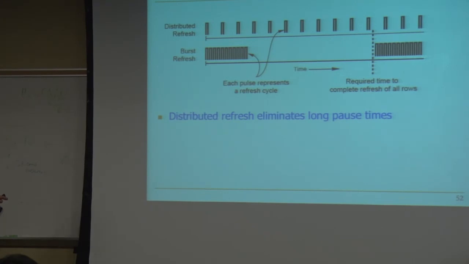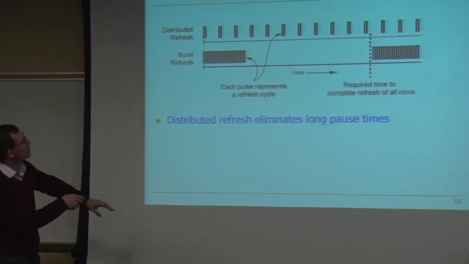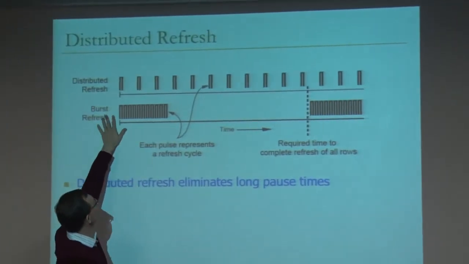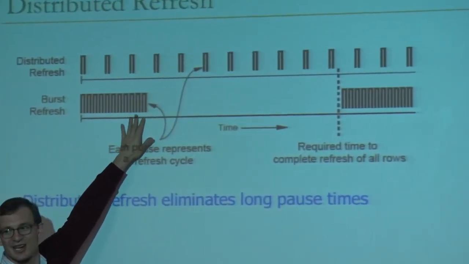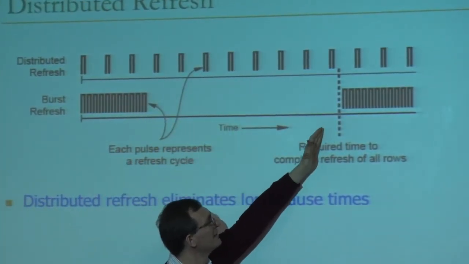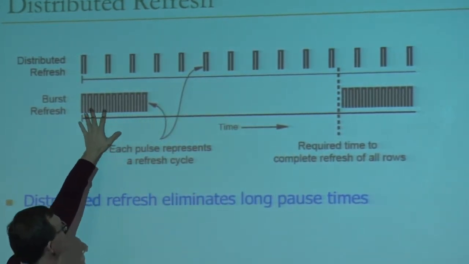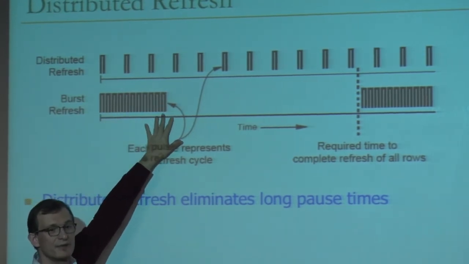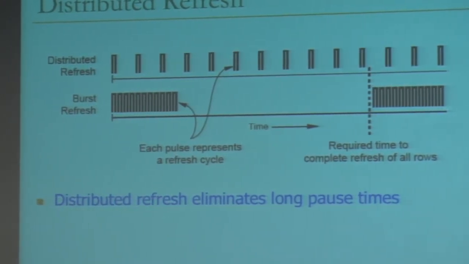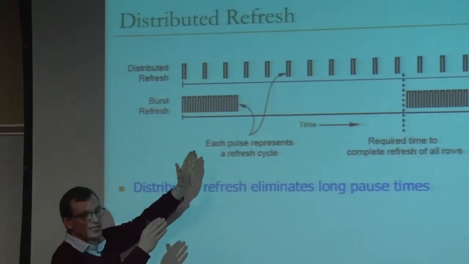And this is a picture from one of Micron's technical notes that shows that. If you do burst refresh, you have a refresh cycle during which you probably cannot access memory, and then you can access memory. And after 64 milliseconds, you have another refresh cycle. So you can get these long pause times during this refresh cycle. Whereas with distributed refresh, we basically distribute out these refreshes across time.